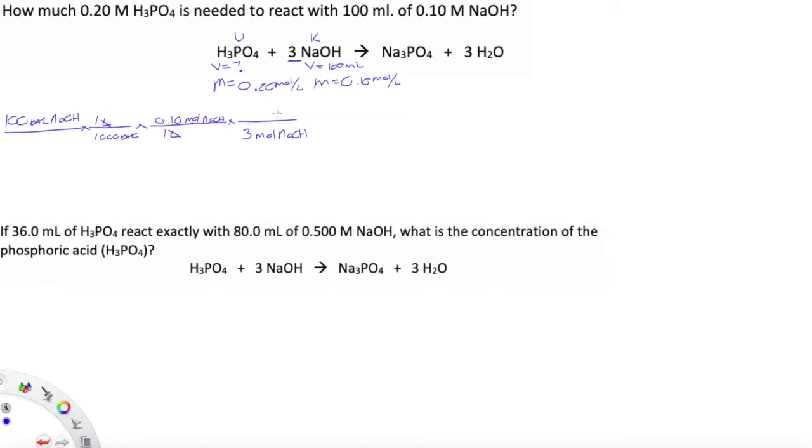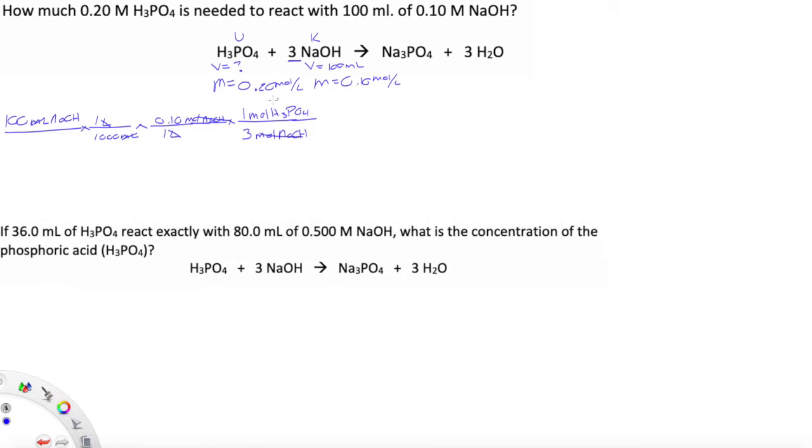And then on top is going to go the substance that I'm trying to find. In my balanced equation, there is no coefficient in front of that, which means I just have 1 mole of H3PO4. All right, so then moles of sodium hydroxide will cancel out.